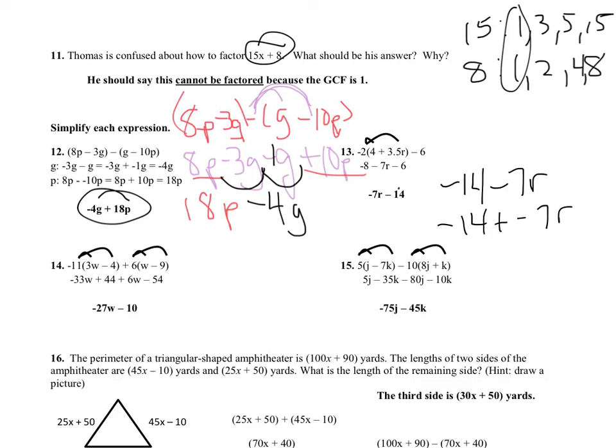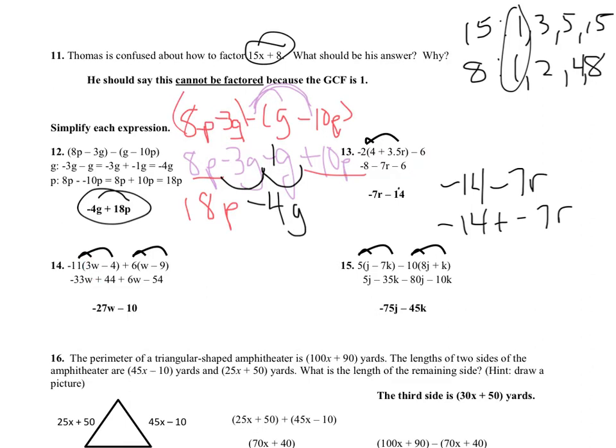All right, number 14. So let's see what's going on here. We have a negative 11 outside of the parentheses. That looks like it needs to be distributed. Okay, negative 11 times a positive 3w. Negative times a positive is a negative. 11 times 3w, 11 times 3 is 33.